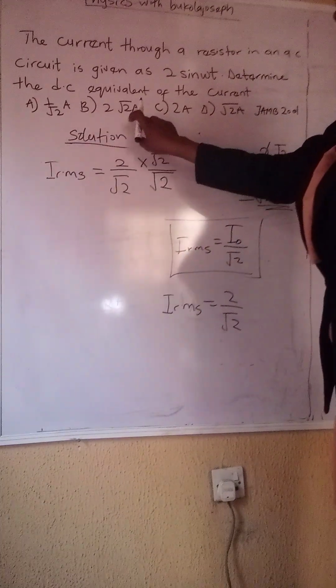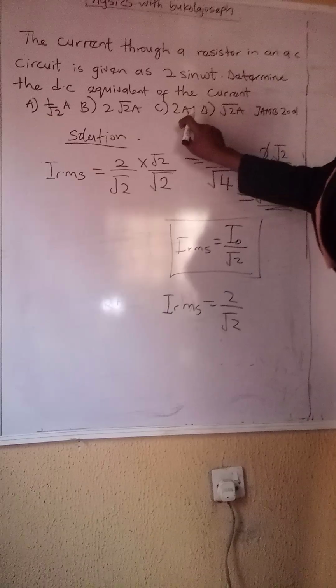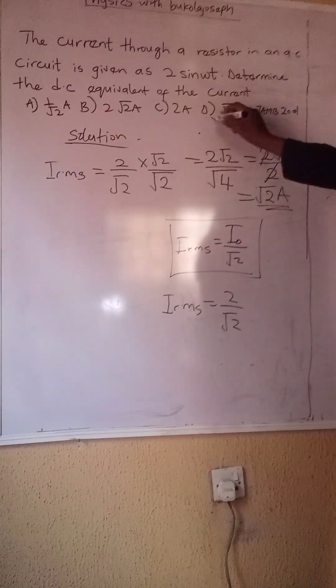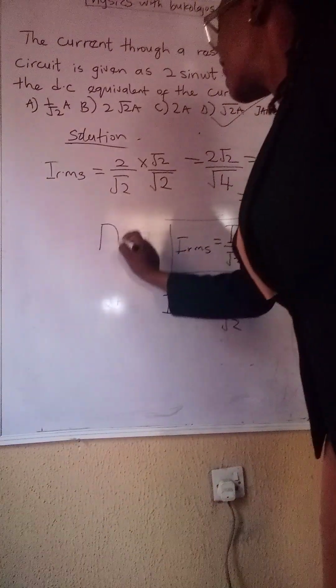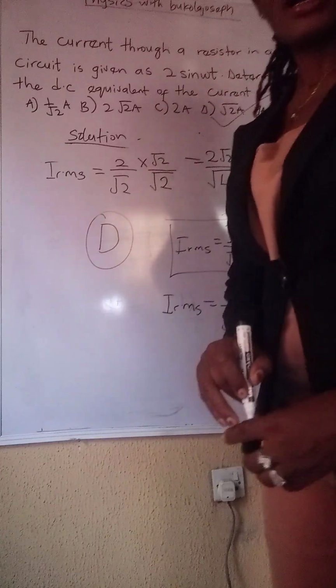And let's check it out. Root 2, no. Root 2, no. Root 2, no. Root 2, yes. And then we have our D to be the appropriate option.